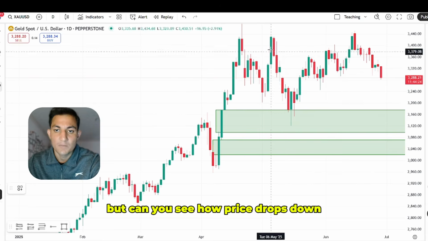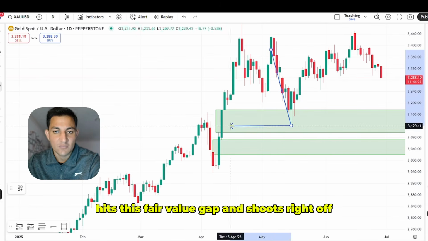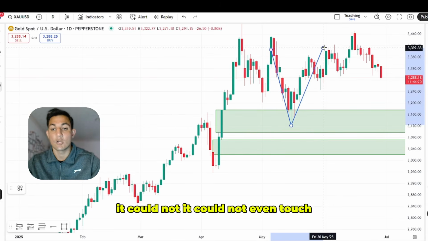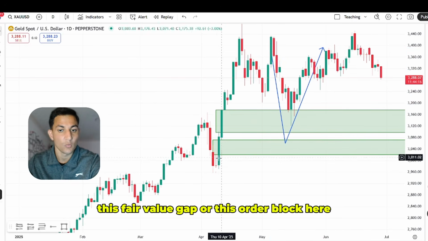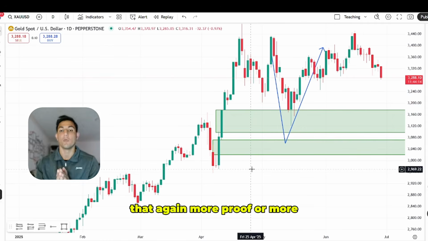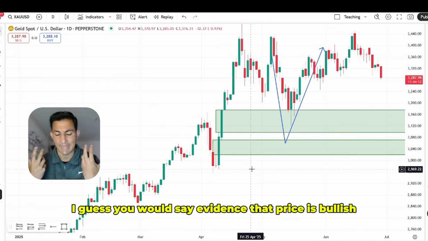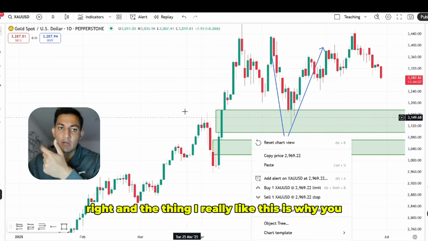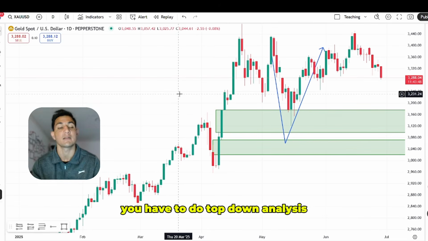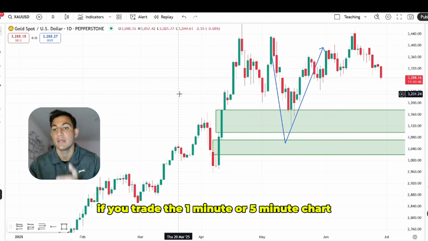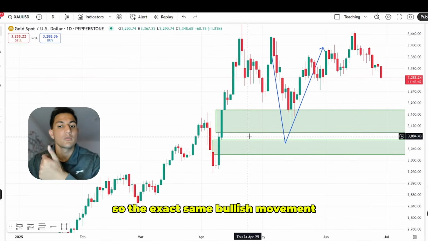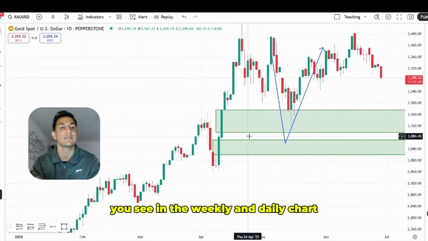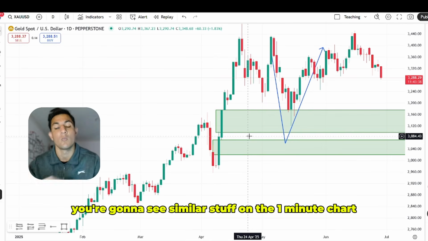But can you see how price drops down, hits this fair value gap and shoots right off? It could not even touch this fair value gap or this order block here. That again is more evidence that price is bullish, right? And the thing I really like, and this is why you have to do top-down analysis. It doesn't matter if you trade the 1 minute or 5 minute chart, because price is fractal. So the exact same bullish movement you see on the weekly and daily chart, you're going to see similar stuff on the 1 minute chart, right?